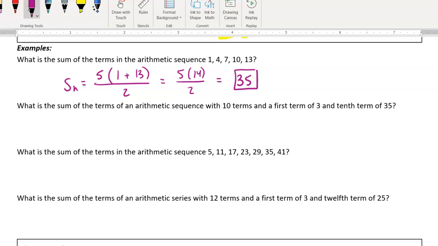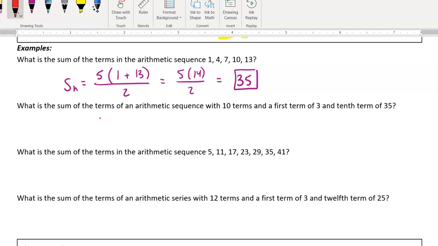Now, another reason why we need to know that formula is because sometimes we're going to have problems like this one, where they tell us that there's 10 terms with a first term of 3 and a 10th term of 35. That's all they give me. They don't tell me what we're adding each time. They just tell me that it is, in fact, an arithmetic sequence. So the only way to solve this one is by using that formula.